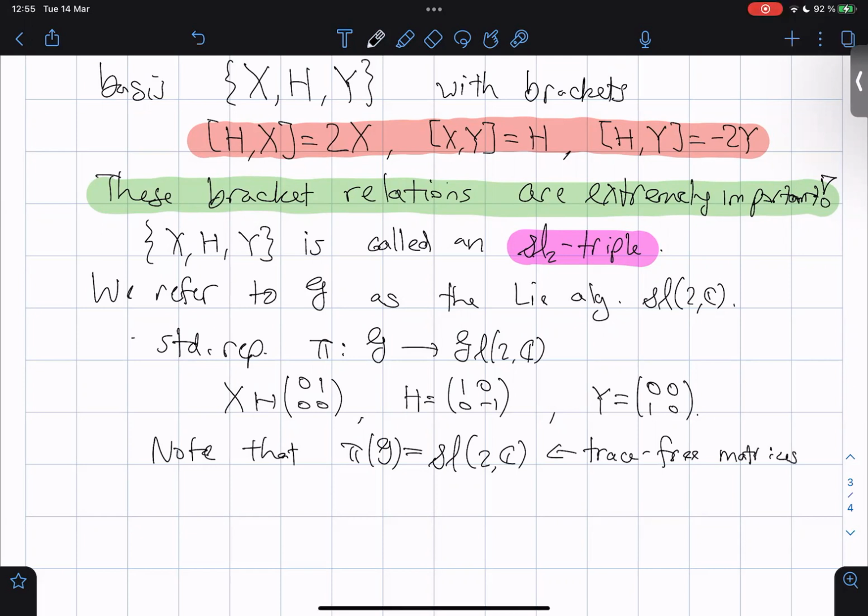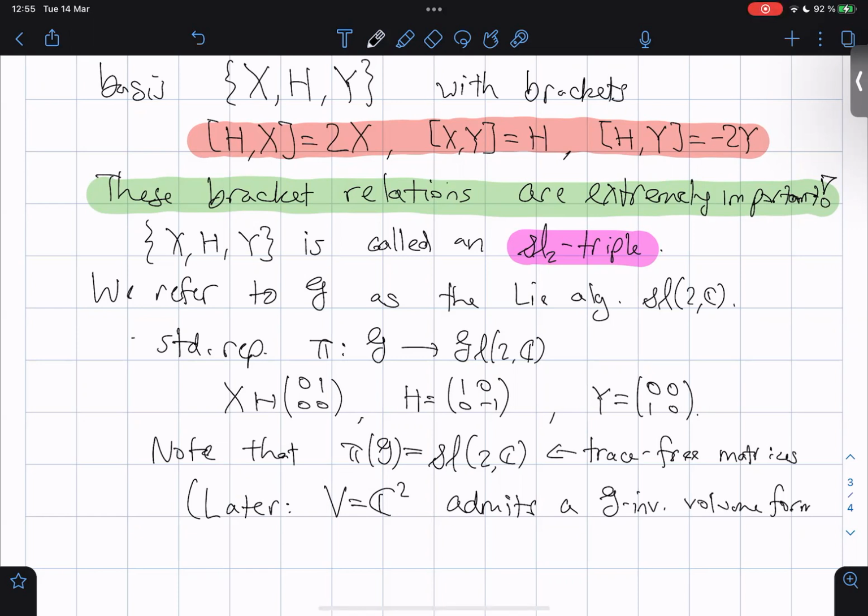Now, referring back to what I said at the beginning: I have a representation, and you could talk about invariant tensors on it, in this case on the vector space C2. Let me make a remark, and we'll get back to this later, that this vector space C2 is going to admit an invariant tensor. In particular, it's a G-invariant so-called volume form. I'll make that more precise later.